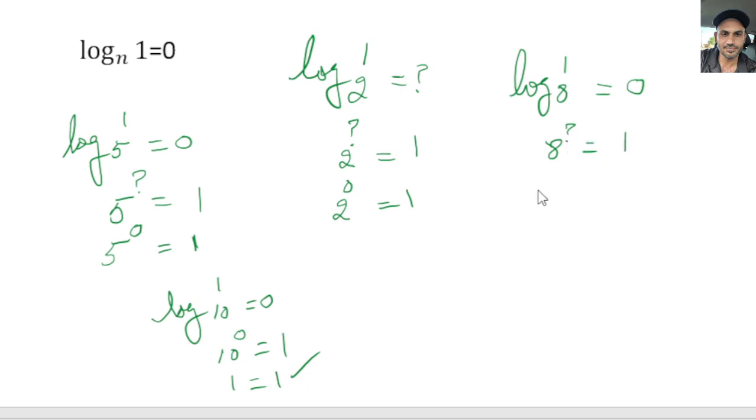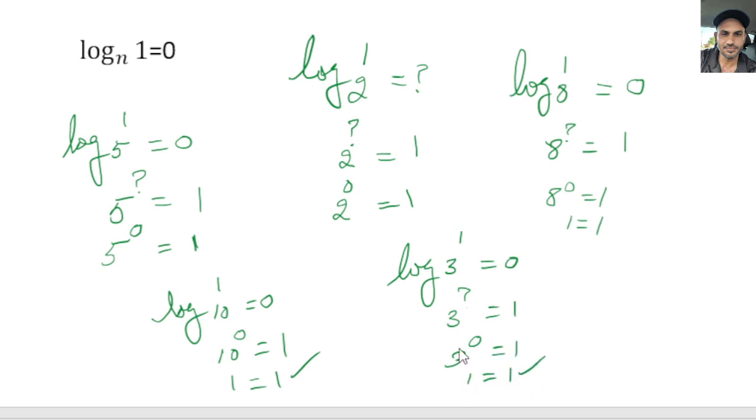Well, 8 to the 0th power is equal to 1. So 1 equals 1. And then we have log of 1 with base, let's say 3, is also equal to 0. 3 raised to what exponent is equal to 1? 3 to the 0 equals 1. So 1 equals 1. All right.